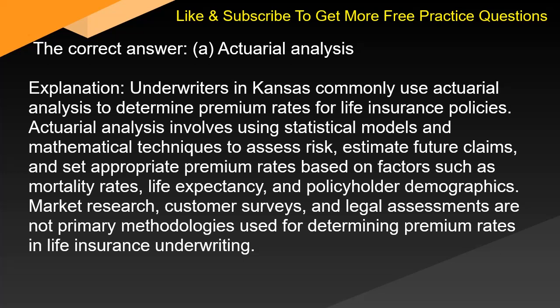Explanation. Underwriters in Kansas commonly use actuarial analysis to determine premium rates for life insurance policies. Actuarial analysis involves using statistical models and mathematical techniques to assess risk, estimate future claims, and set appropriate premium rates based on factors such as mortality rates, life expectancy, and policyholder demographics. Market research, customer surveys, and legal assessments are not primary methodologies used for determining premium rates in life insurance underwriting.